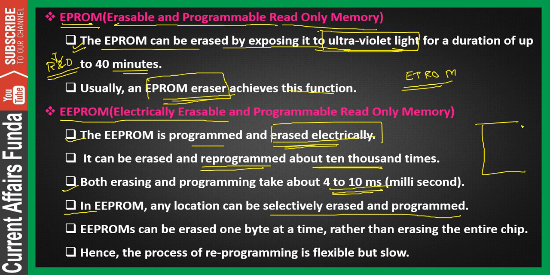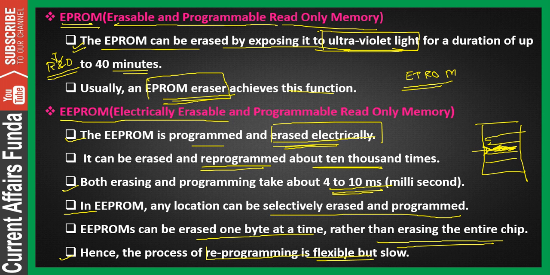This is your EEPROM. I already told you there is a cell, and you want to delete the data stored in only that one cell. So you can do it. In EEPROM, you can erase any selected area. EEPROM can be erased one byte at a time, byte by byte, rather than erasing the entire chip. In EPROM, the entire chip will be erased. Whatever data is stored in the chip will all be deleted. But in EEPROM, data will be erased byte by byte, so there is no option to erase data entirely at one glance. Hence the process of reprogramming is flexible but slow.